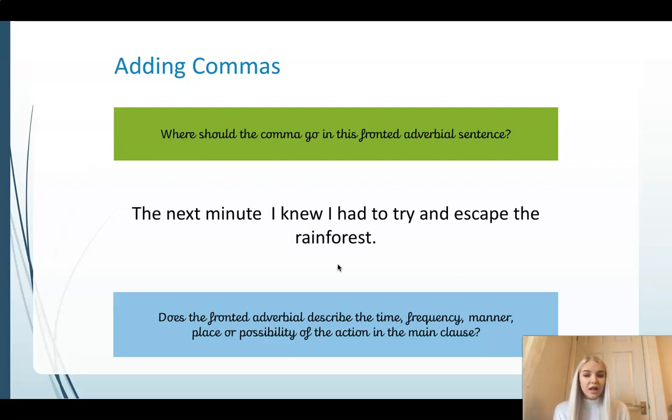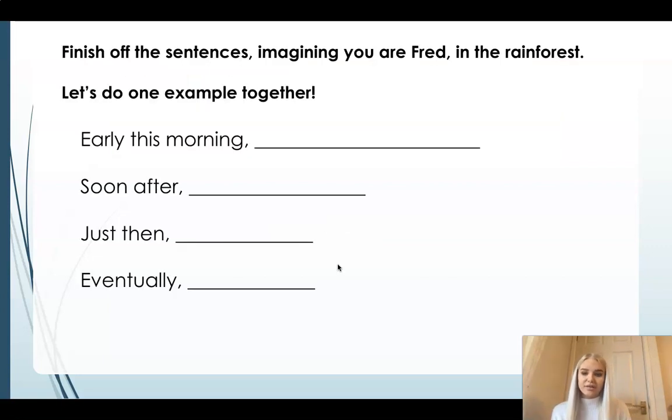Okay, last one. The next minute I knew I had to try and escape the rainforest. Can you pause the video and find where the comma needs to go, please? Okay, did you spot the comma had to go after the word minute? Because that is telling us when something has happened, the time that it's happened. The next minute is our fronted adverbial, and I knew I had to try and escape the rainforest is our main clause. Fantastic work, year 4. And again, it's a fronted adverbial of time because that's what our focus is today.